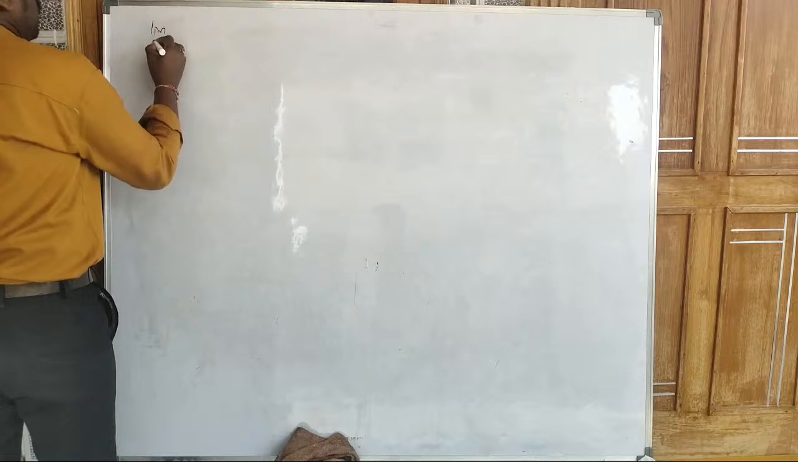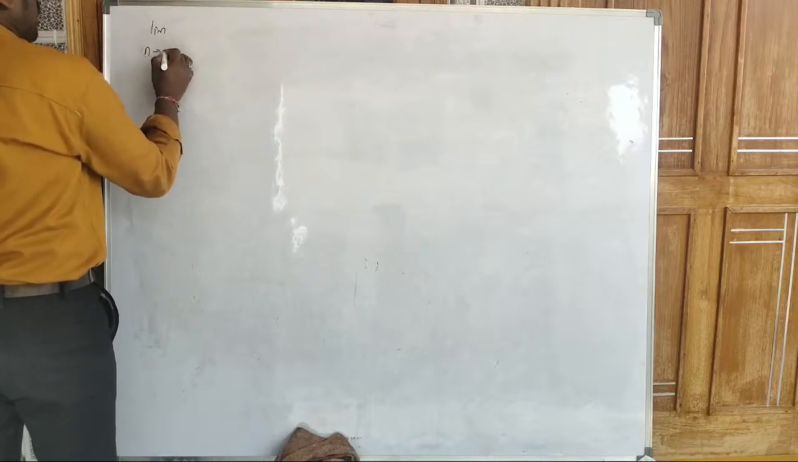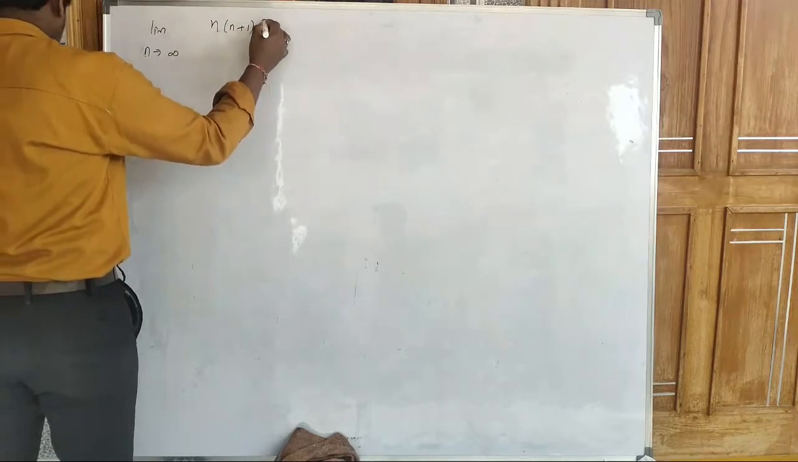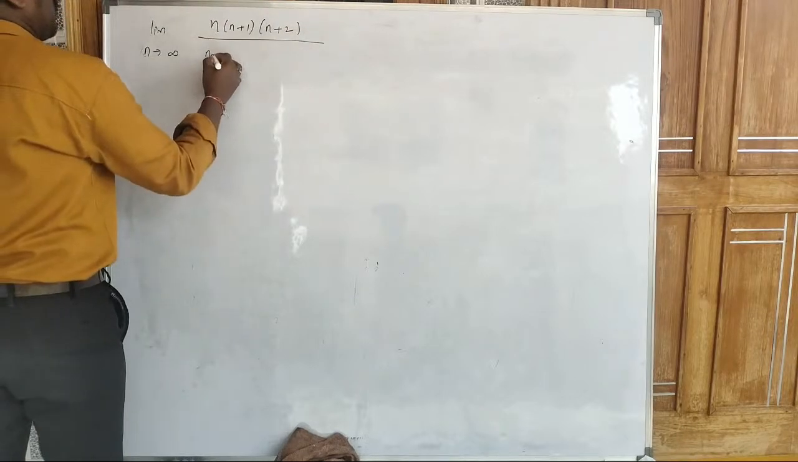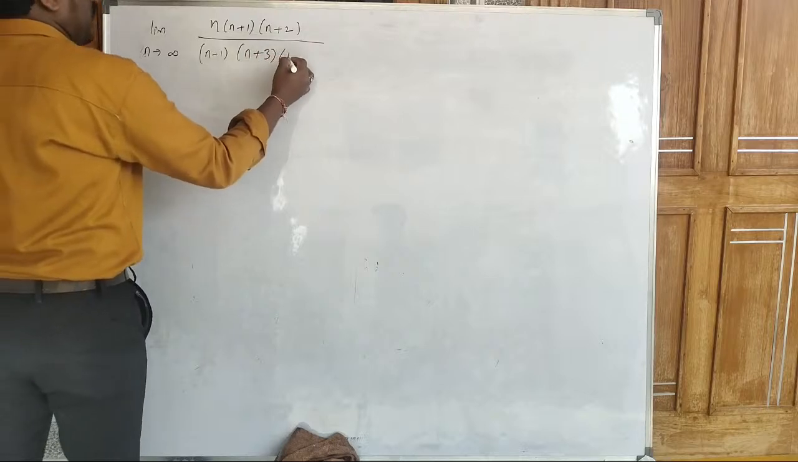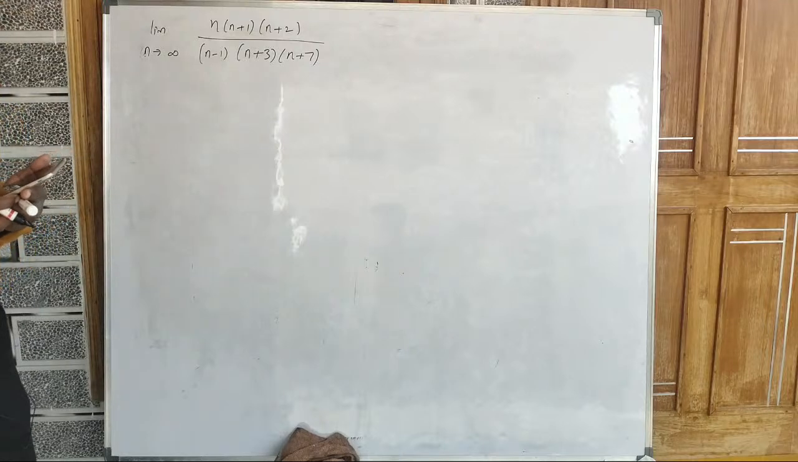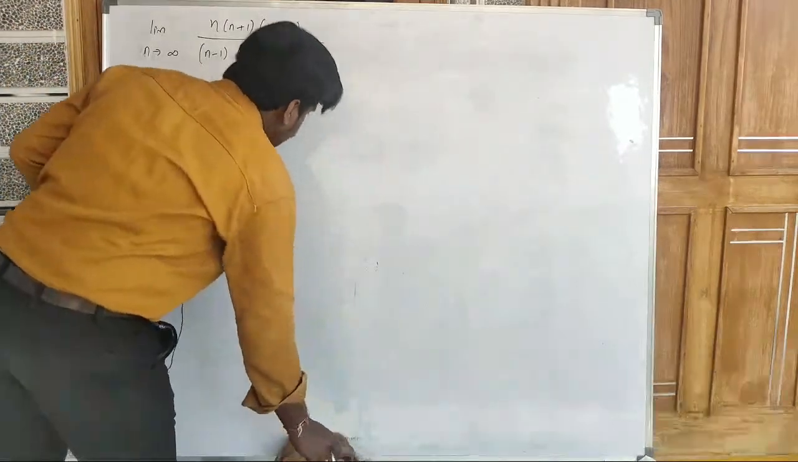Limit n tends to infinity. Look here: limit n tending to infinity, n into (n plus 1) into (n plus 2) divided by (n minus 1) into (n plus 3) into (n plus 7). You have to find the answer for this. Okay, let us discuss this answer now.